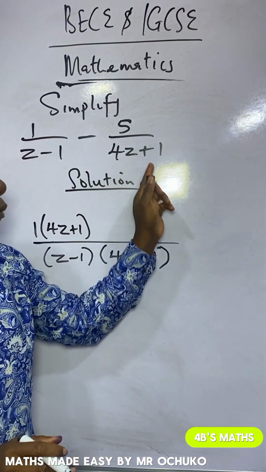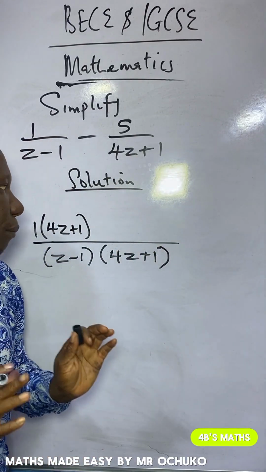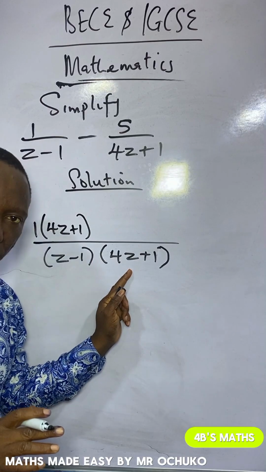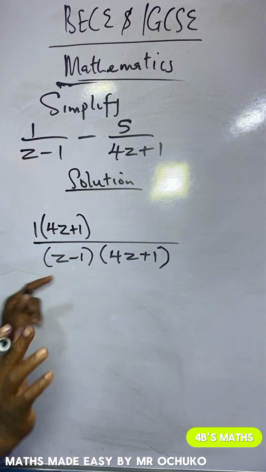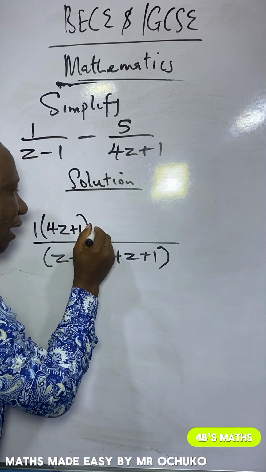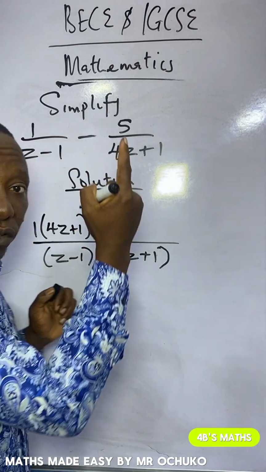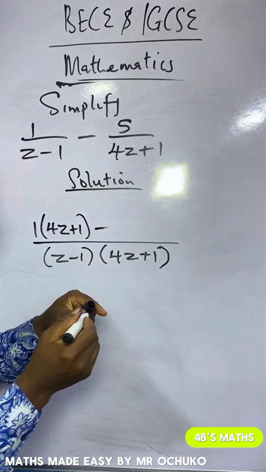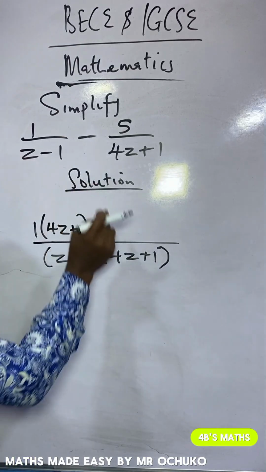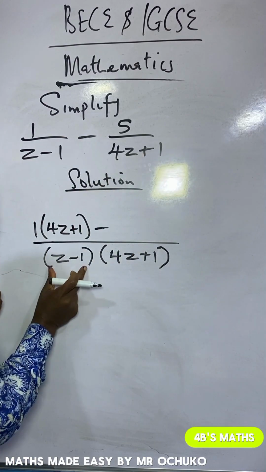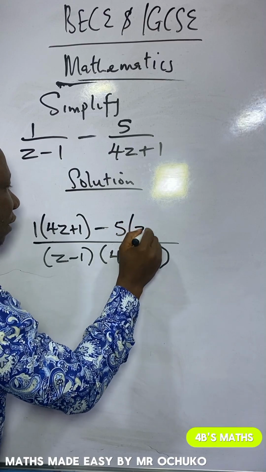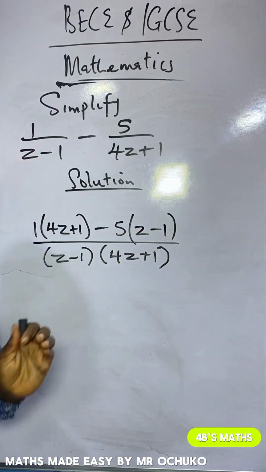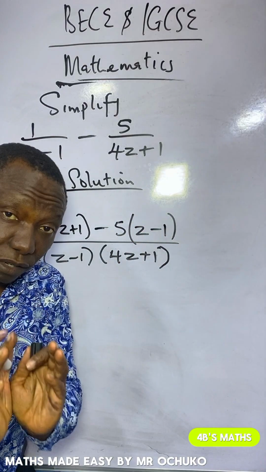Then let's look at the other step. I'm going to use 4z plus 1 to divide. If I use 4z plus 1 to divide, it's going to cancel out this 4z plus 1. Then I'm left with z minus 1. But be careful about your sign. You must write a negative sign there. You know the other one we wrote a plus sign. Now we're having a negative sign, so we have to be careful. So we have this 5 expanded: 5 times z minus 1. Look alike, but let's see the difference.